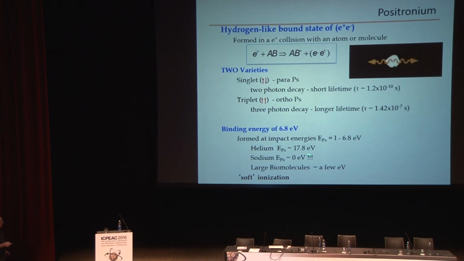For an atom like sodium, which has a low ionization potential, positronium formation is open at 0 electron volts. So with a very low energy positron, you can both ionize sodium and form positronium. So it's a sort of soft ionization technique. And we have an interest because for these large biomolecules, the positronium formation threshold is typically a few electron volts.